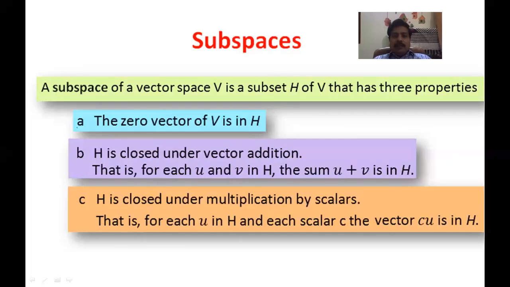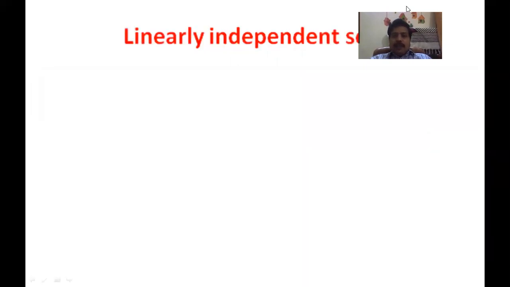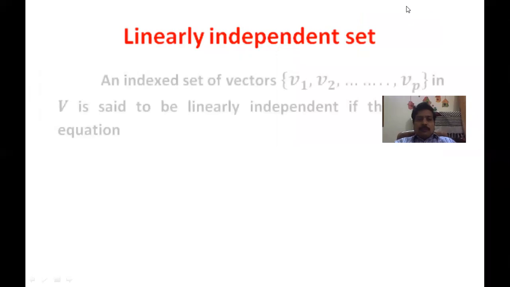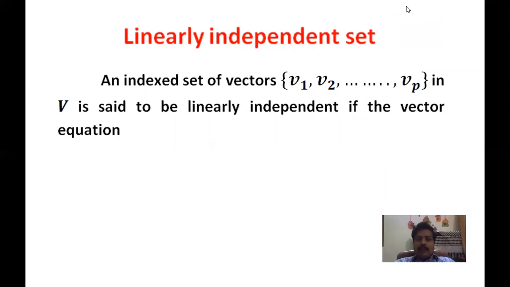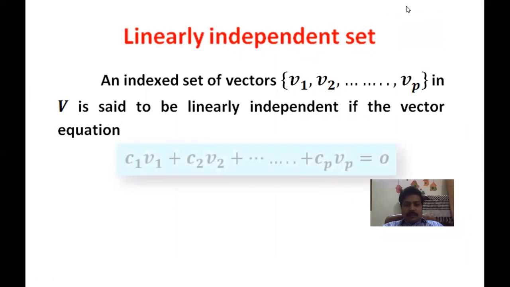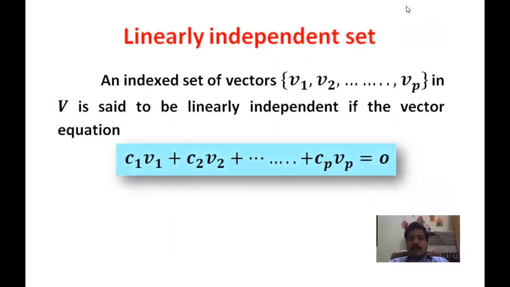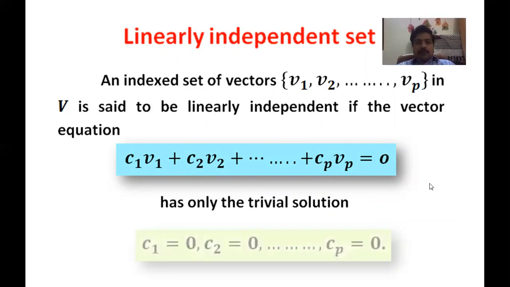If these three are satisfied by a set, then we can say that it is a subspace of a vector space. So the remaining properties will be inherited from the vector space. And linearly independent set: an indexed set of vectors v1, v2 and so on vp in a vector space V is said to be linearly independent if the vector equation c1 v1 plus c2 v2 plus so on plus cp vp is equal to 0 has only the trivial solution: c1 is equal to 0, c2 is equal to 0 and so on, cp is equal to 0.